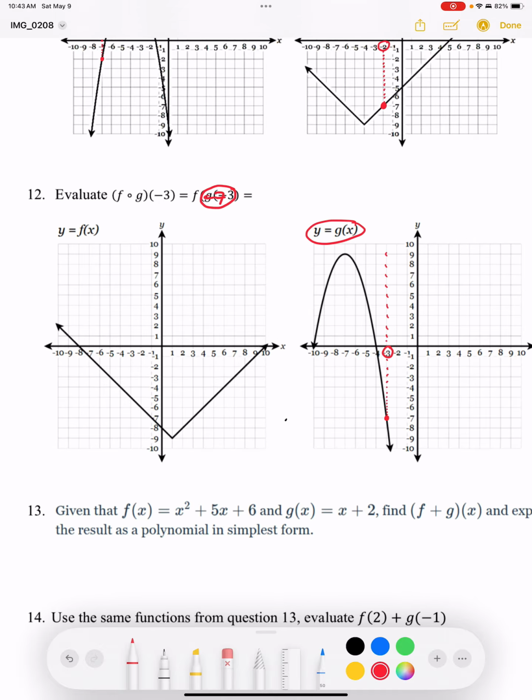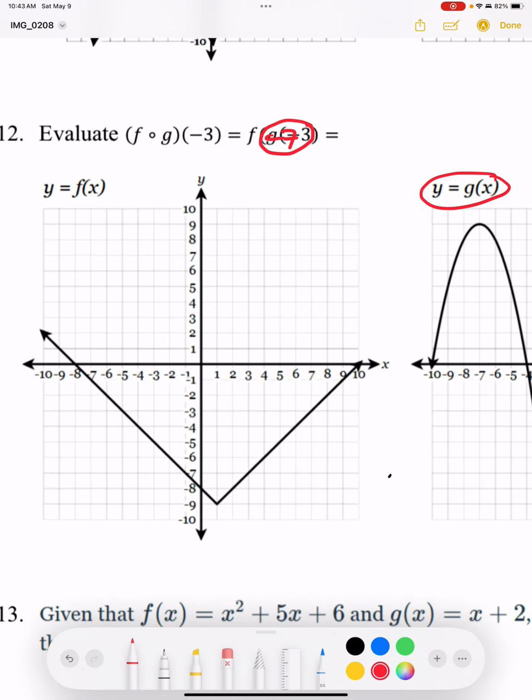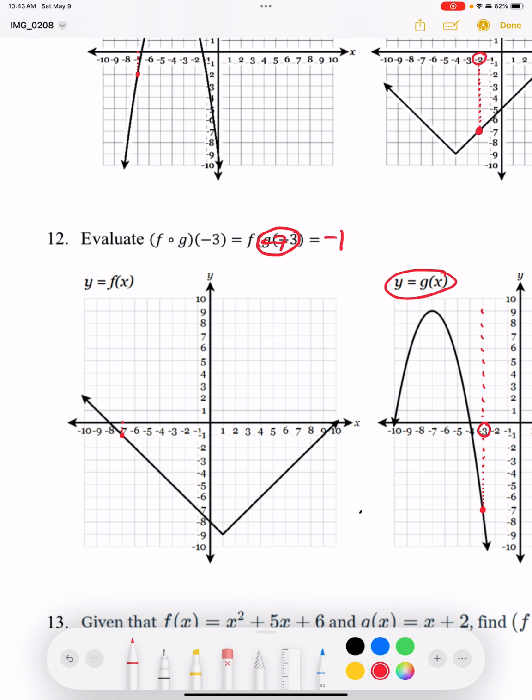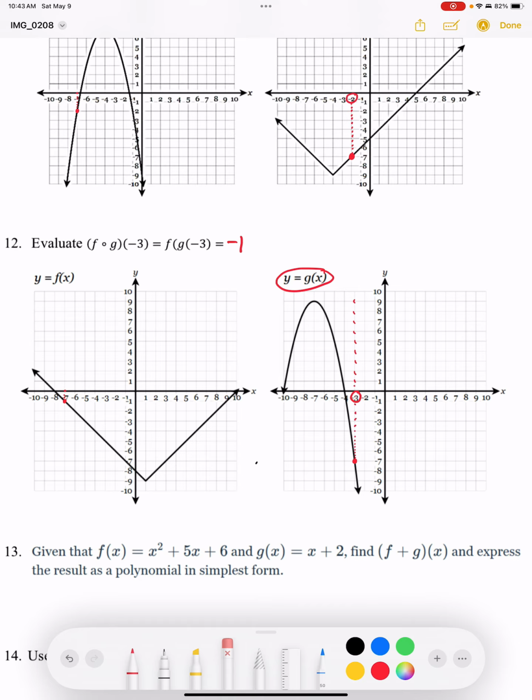So now you're going to go to F, start over at F. Now it's F of -7. So I'm going to go to -7 and then up or down, and it would be down, and it's only -1. So the final answer is -1. I first started at G on the graph on the right, and I went to -3. That answer brought me down to -7, and then I go back to F. I start at -7, and I drop down just 1. So the final answer is -1, because it's where you end up at the end.